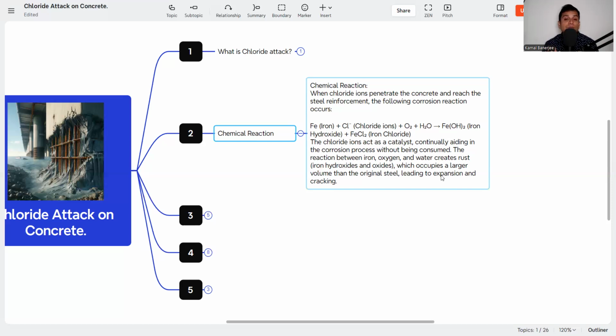But as of now, this chemical reaction is happening and this rust is forming. If the rust is forming, it occupies more volume. If there is more volume inside the concrete, what will happen? Internal stress will generate. If internal stress is generating, concrete cracks will happen, and concrete spalling, scaling, everything is happening. So two things are happening here.